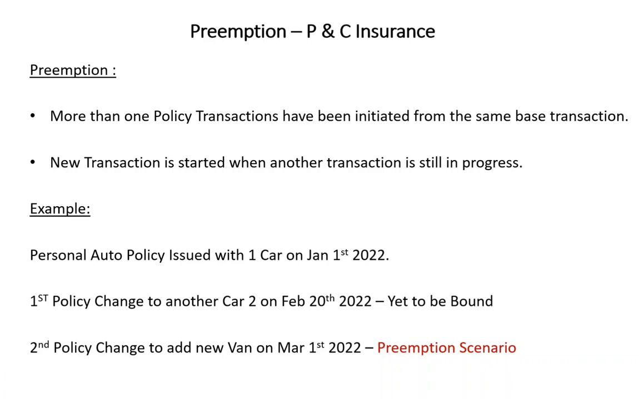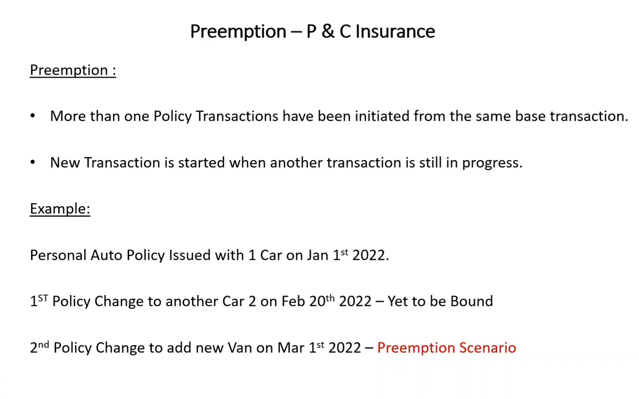Now, if you don't complete the first policy change and start a second policy change on March 1st to add a new van, the system will not detect the first policy change which was done on February 20th because it is yet to be completed. The system will think the policy had only one car on it, and when you issue the second policy change, the system will add a new van to the first car, which means your second car policy change is not effective. So to handle that particular scenario, we use preemption.